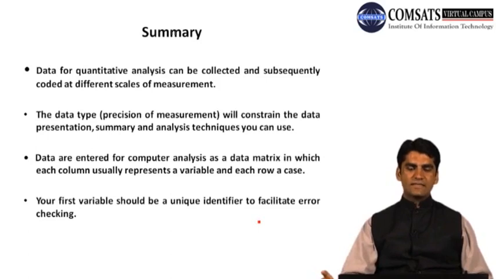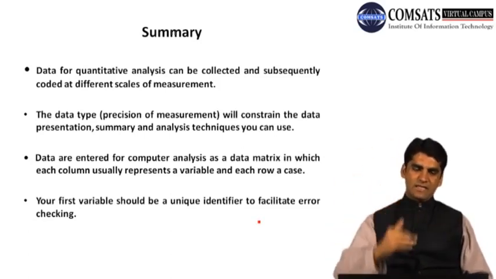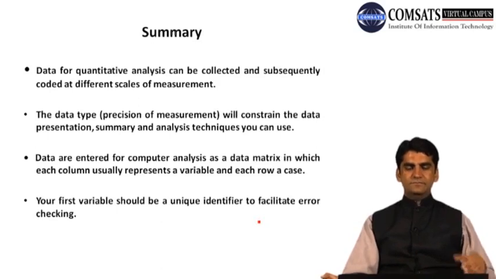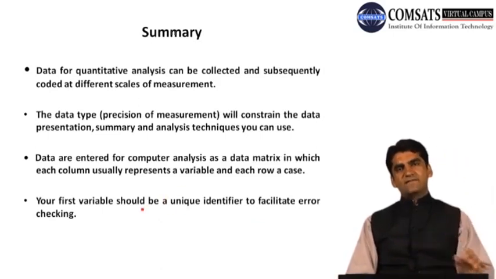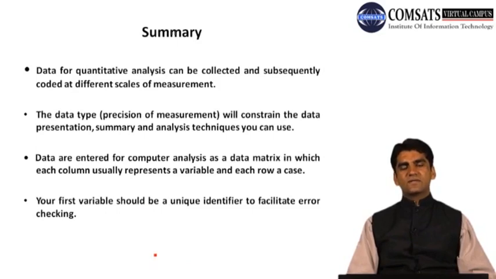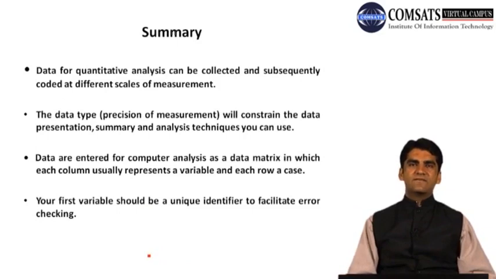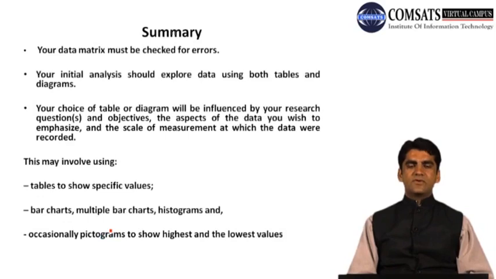Data are entered for computer analysis as a data matrix in which each column usually represents a variable and each row a case, like in our table. Your first variable should be a unique identifier to facilitate error checking. So you have to enter in a way that you can check what the outliers are. We haven't discussed outliers, because when you get data you start playing with it and come up with your own understanding. Your data matrix must be checked for errors. These are simple things that you have to keep in mind.